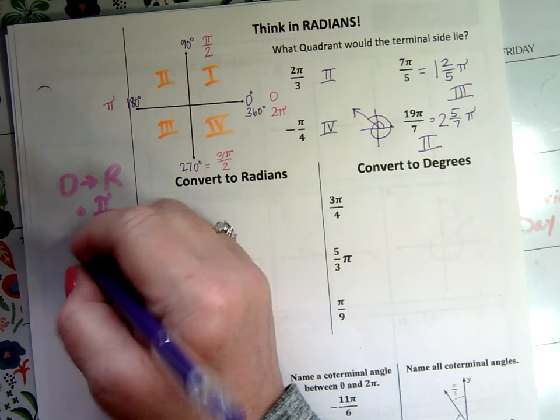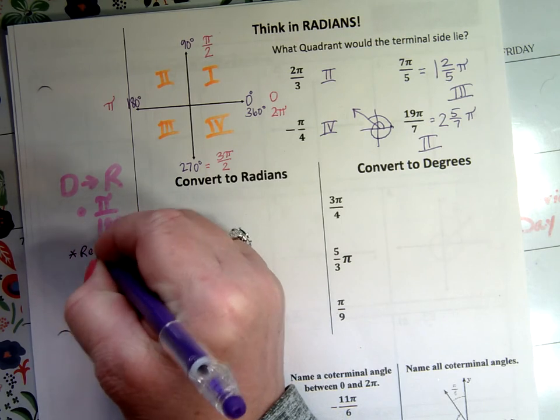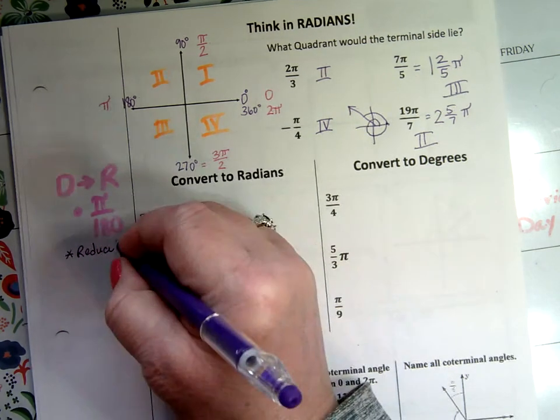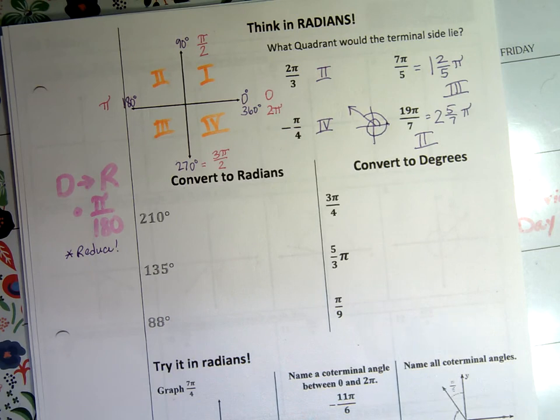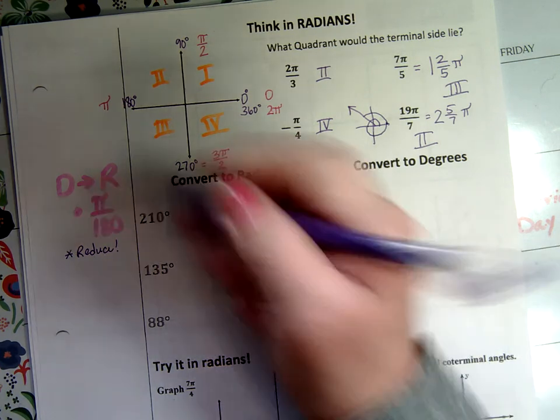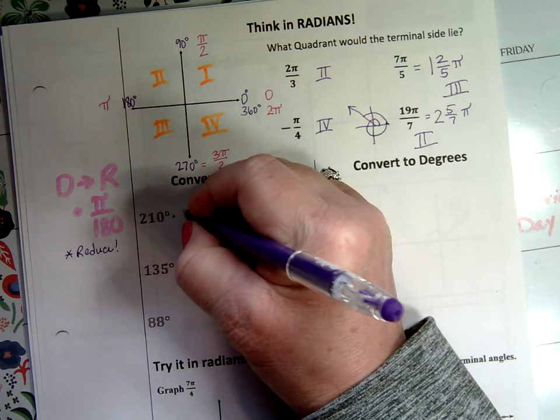So let me put that after this. Reduce. Degrees to radians: multiply by pi over 180 and then reduce. So let's see what we got going on. 210 is my first one. I want to multiply by pi over 180.